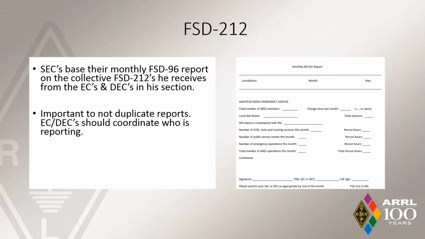So the SEC is gathering all this information. These are a collection of all these 212s. And he's going to be getting them from ECs. He's going to be getting them from DECs, if you have DECs. Not all sections do, but say you do. Decide early on who is going to make the report. Is it going to be the EC or is it going to be the DEC, especially if you have the same information to report? The duplication of effort is something we're going to try to avoid.